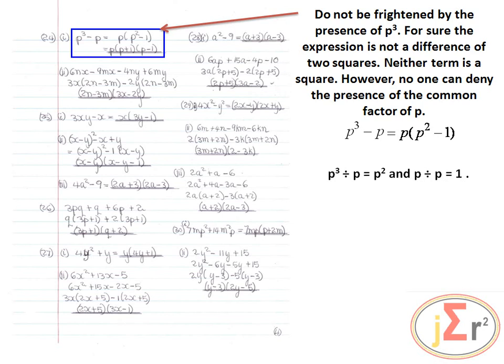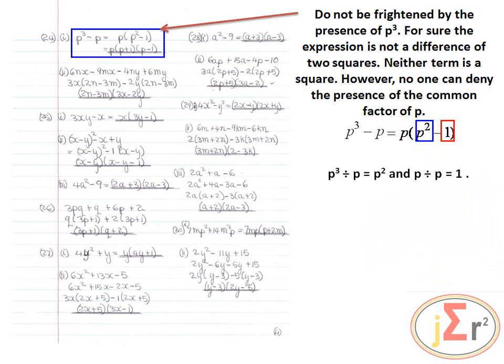And of course, p squared minus 1 is in the form of a difference of two squares. Therefore, we may go straight ahead and factorize this expression as we would any difference of two squares. So, don't be perturbed by the first appearance of a particular expression, as long as it can be factorized by taking a common factor. Then go straight ahead and take your common factor. And that we have done already.